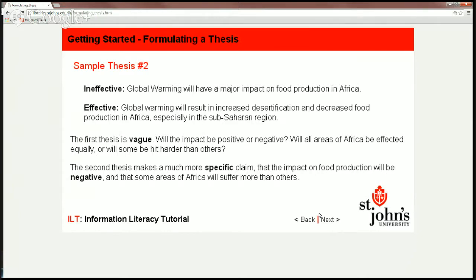Okay, so there's something very specific that we can see happening in terms of food production and the real cause for it. Okay, so global warming through the avenues of increased desertification and decreased food production will have an effect. And then we zoomed in on a specific region. Okay, so like I said, the first one is vague and the second one is more specific. Okay, also, you'll notice that global warming will have a major impact. We don't know in that first one if that's positive or negative impact or negligible. Okay, and in the second one we can see that it's obviously going to have a negative impact.